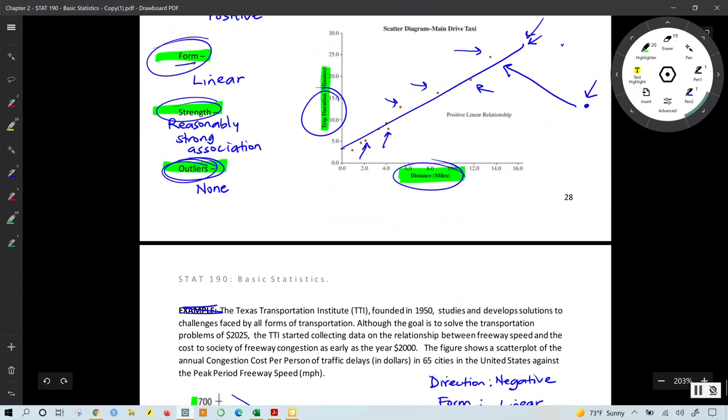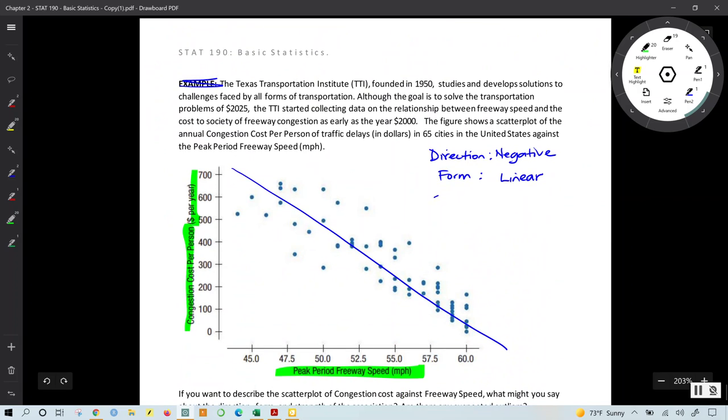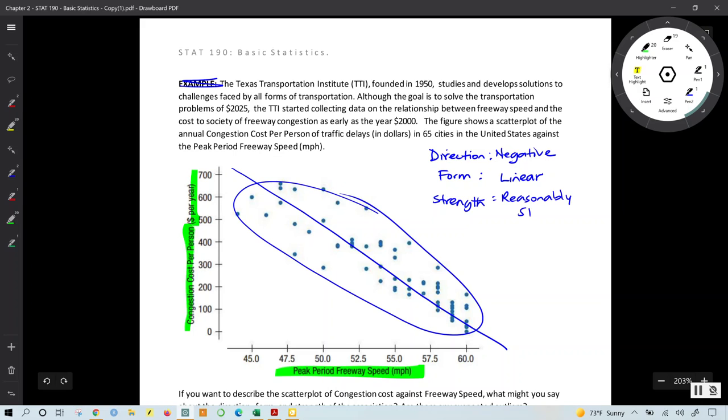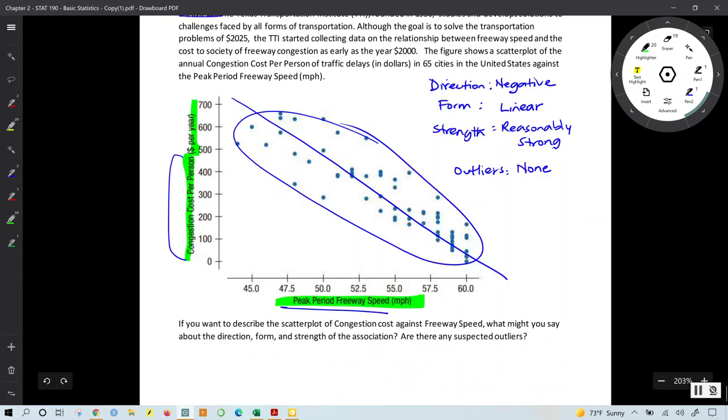And then again, to remind us, the strength of the relationship, in this case, I see most of the points clustered around the line. So I'll say reasonably strong, too. Reasonably strong association between peak period freeway speed and the congestion cost per person. And then for presence of outliers, I would venture to say there are none.